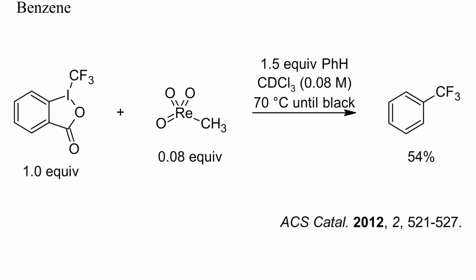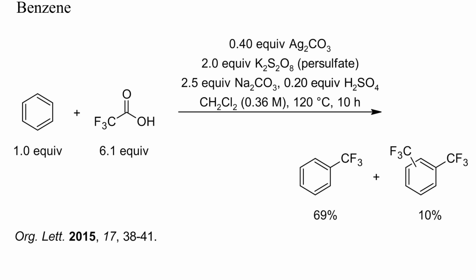Here, benzene was trifluoromethylated in fair yield with a trifluoromethyl iodonium carboxylate and arenium catalyst. Also, trifluoroacetic acid can serve as a source of trifluoromethyl radicals. Here, catalytic silver carbonate and an excess of potassium persulfate were the oxidants. Because no excess of benzene had been used, 10% of dialkylated benzenes resulted as byproducts.